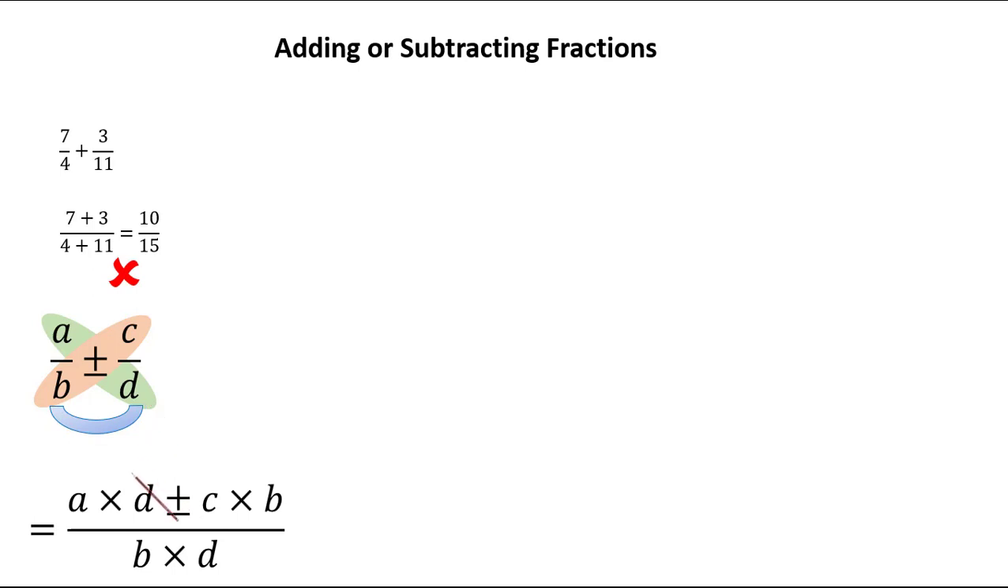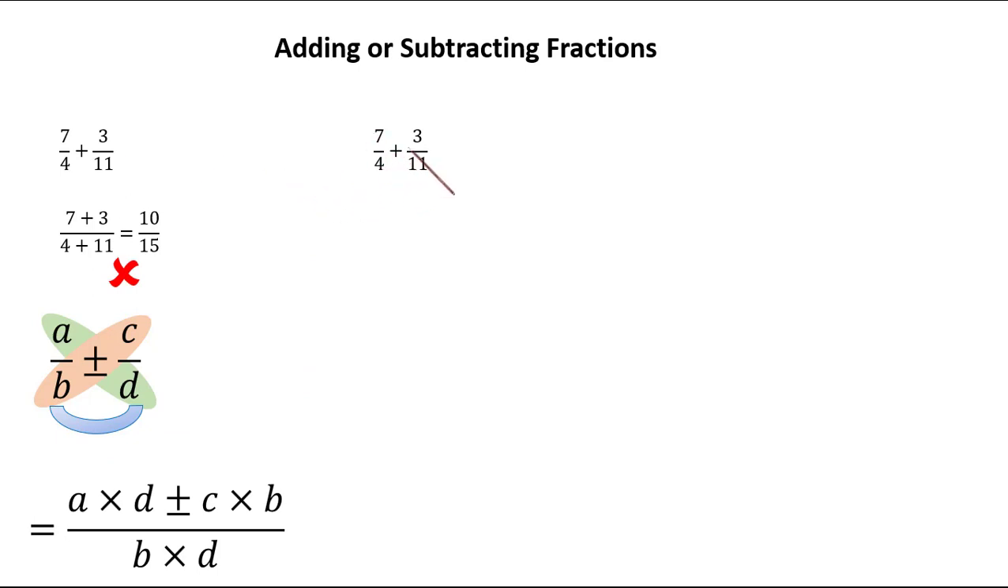So your next step will look like this: a multiplied by d plus, or if there is a minus, c multiplied by b, the whole upon b multiplied by d, the denominators. So let us do the sum again, but in a correct way.